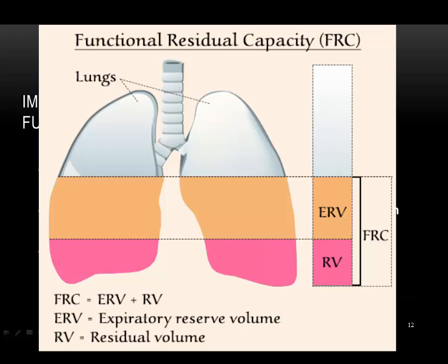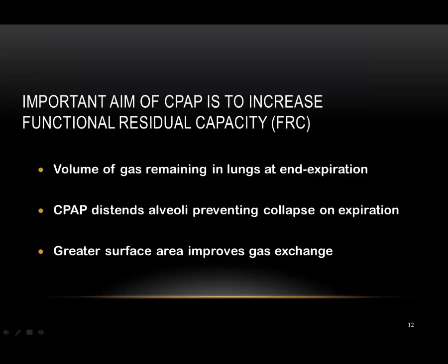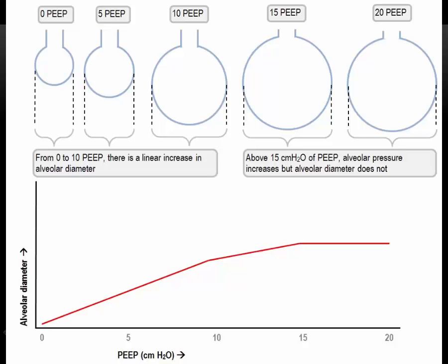Functional residual capacity, or FRC, is the volume of air remaining in the lungs at end expiration. Lung diseases culminating in respiratory failure are commonly associated with a reduction in FRC. The beneficial effects of a distending pressure applied to the airways at end expiration by PEEP or CPAP stem from the increase in FRC leading to an improved gas exchange. CPAP distends alveoli, preventing collapse.